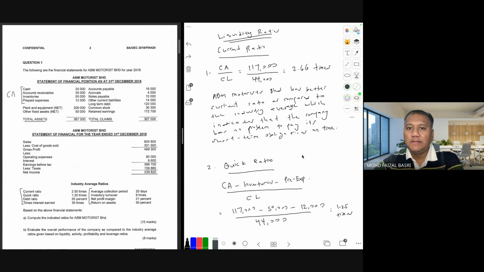Okay, tak muat kat sini. The third one, tambah kat sini ya, is net working capital, NWC. So untuk net working capital, formula dia adalah current assets minus current liabilities. Current asset yang original ni lah. So it's supposed to be 117,000.